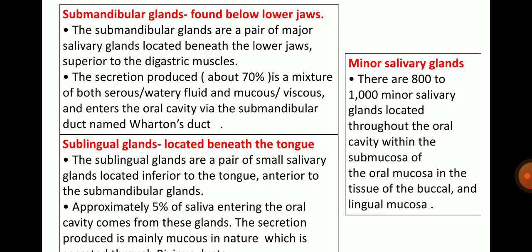There are other minor salivary glands which are present. They are almost 800 to 1000 in number, which are located throughout the oral cavity. So there are 800 to 1000 minor salivary glands located throughout the oral cavity within the submucosa of the oral mucosa, in the tissue of the buccal and lingual mucosa.